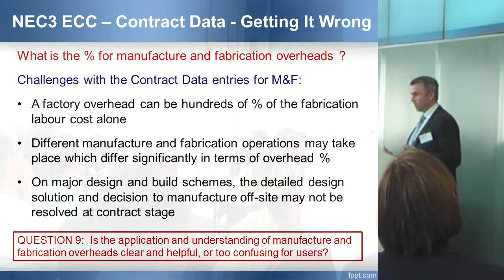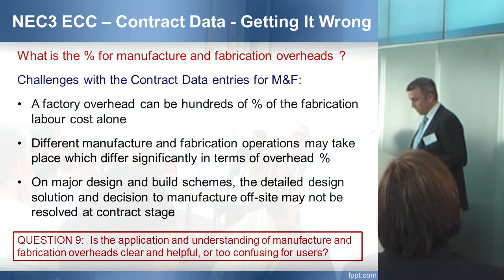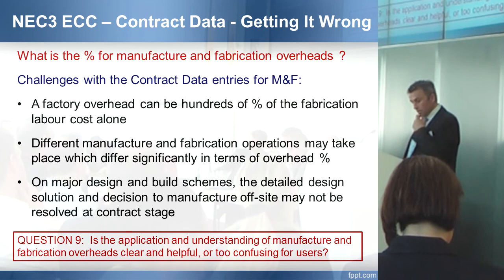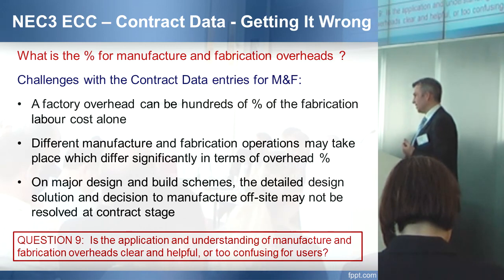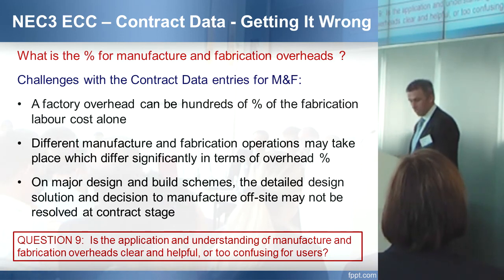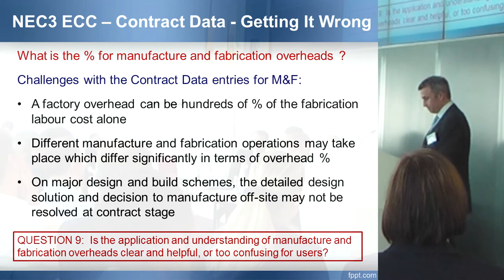I don't think you can avoid having a feature for off-site manufacture and fabrication in the modern construction world that we operate in. So the question is, are the application and understanding of this manufacture and fabrication overheads clear and helpful, or is it too confusing? If anyone's used it, let us know. And if you haven't used it and you haven't got a view, just click unsure on that one.